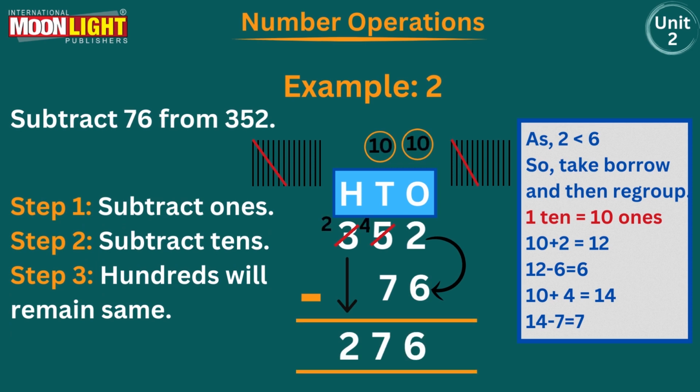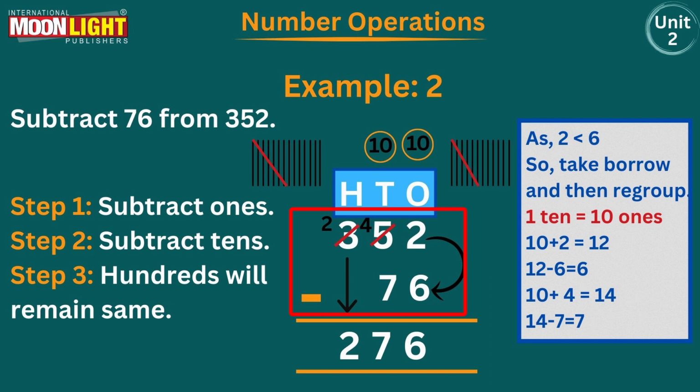You can check on your screen. The example is, I will subtract a 2-digit number from a 3-digit number. Here is the example. Subtract 76 from 352. So I will write 352 first, because of the word "from". From means that the second number will come first and the first number will come after it.